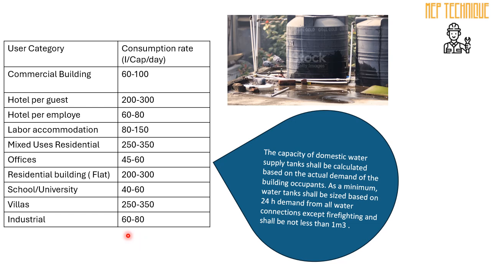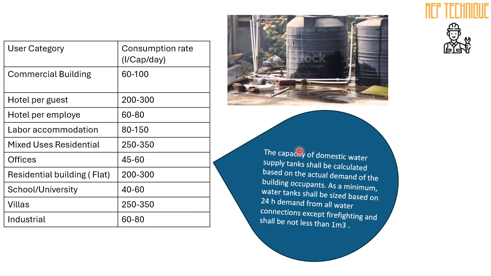So according to this criteria, we'll get to know the everyday water consumption in our building and the capacity of our water tank. The capacity of domestic water supply tanks shall be calculated based on the actual demand of the building occupants. As a minimum, the water tank shall be sized based on the 24-hour demand from all water connections. Except firefighting shall not be less than 1 meter cube.